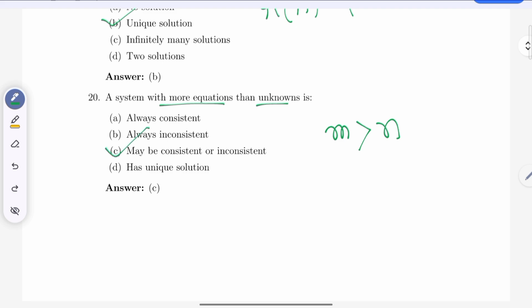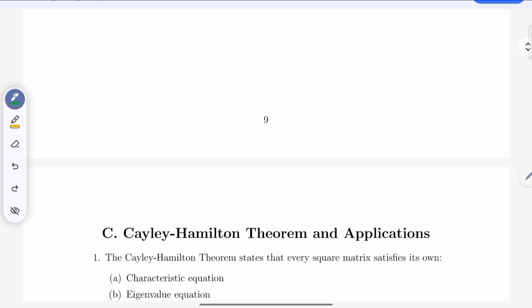Option C is correct. Next day we will solve some more questions.